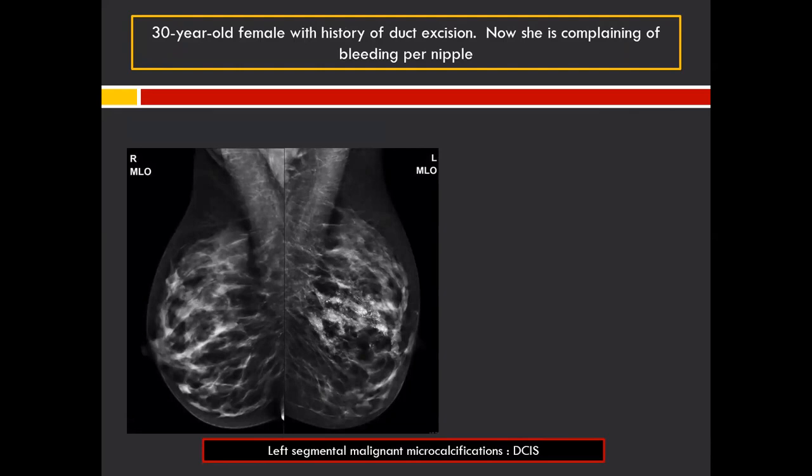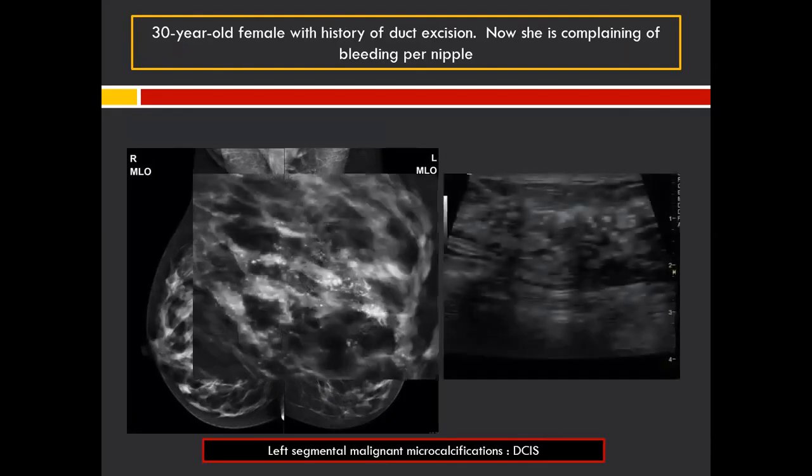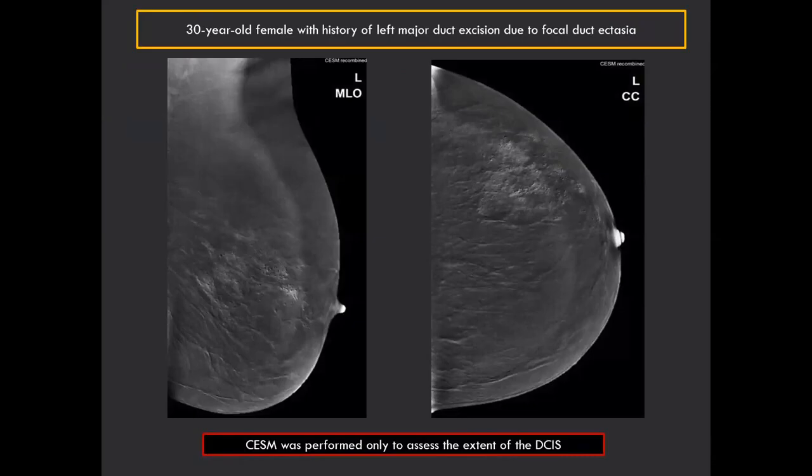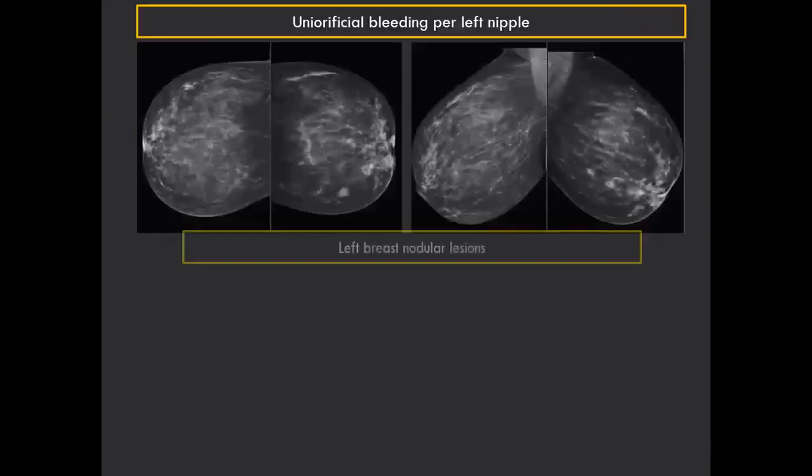This is a 30-year-old female with a history of ductal excision. Now she is complaining of bleeding per nipple from the same side on the left side. Looking at her mammogram, she had segmental microcalcifications, which were also apparent on the ultrasound examination. A contrast mammogram was performed in this case, although by biopsy it turned out to be a DCIS, but again, contrast mammography is indicated to tell the surgeon the true extension of the lesion. And she underwent a conservative surgery of the left breast.